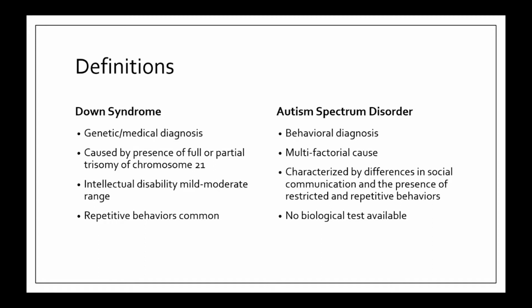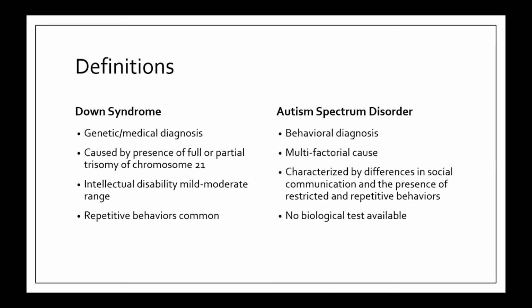In Down syndrome, we know the cause is the presence of a full or partial trisomy of chromosome 21. With autism spectrum disorder, there are many genes that have been implicated in the condition, and we know that there is a genetic component, but we don't understand one clear cause of autism spectrum disorder.